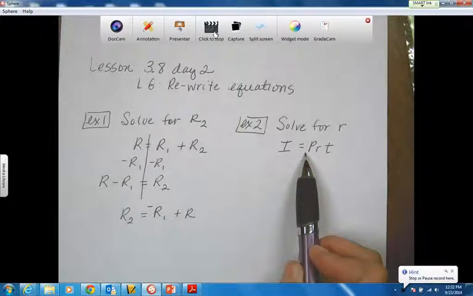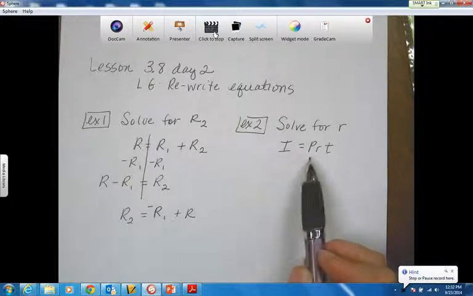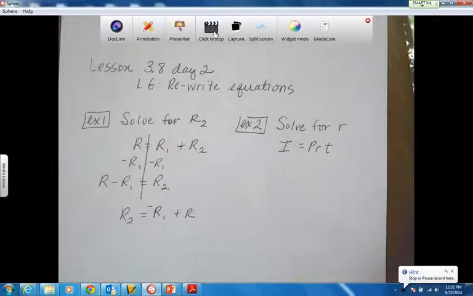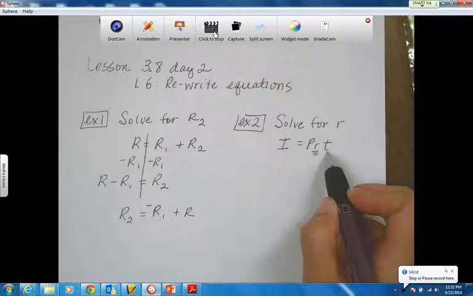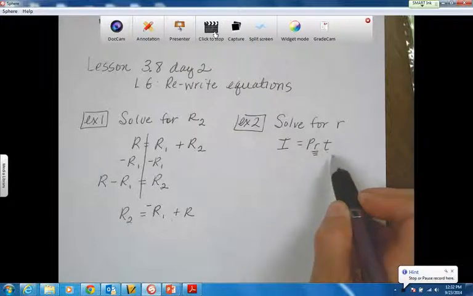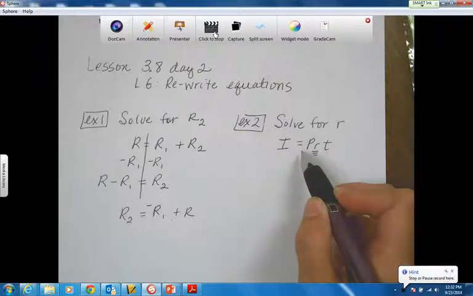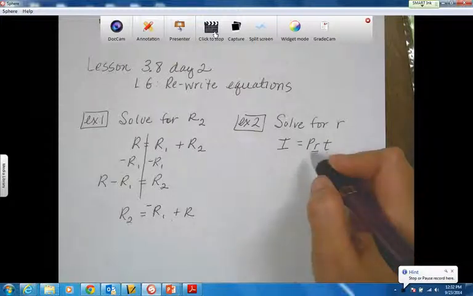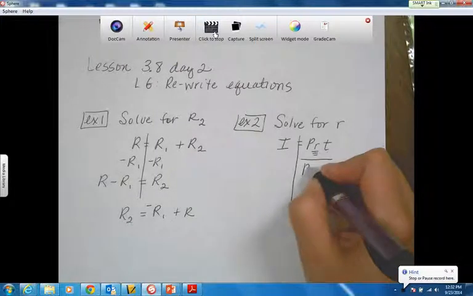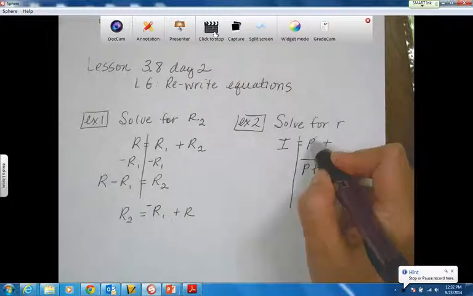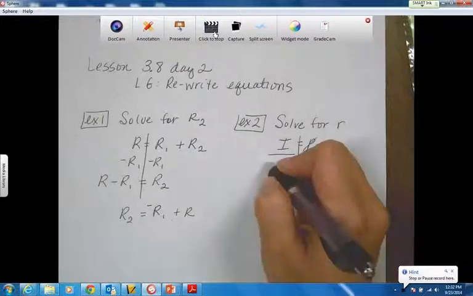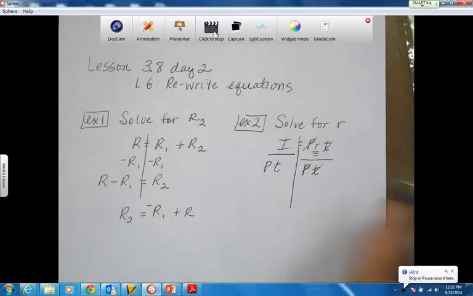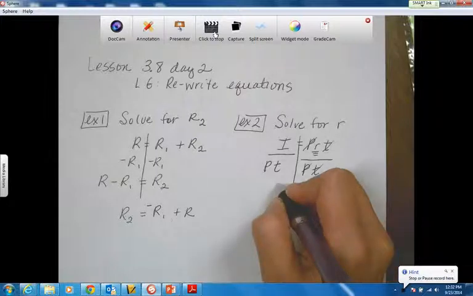So we want to get R by itself. Okay? So I need to get rid of the P and the T. Well, what operation is going on right here? Multiplication. So the opposite is division. So I'm going to divide this side by a P and a T because that will allow the P's and the T's to cancel out. I'm going to divide this side by P times T, and then I'm going to have R equals I over PT. So I have R equals I over PT.